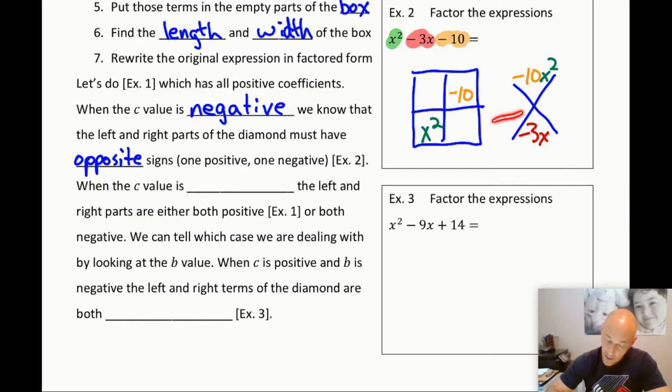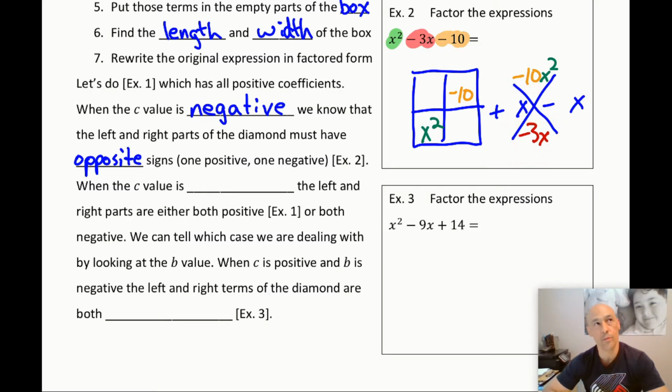This must be a positive and a negative, or a negative and a positive. Either way, it doesn't matter. I'm going to say positive something x and negative something x. And so now we have to ask ourselves, what times what is going to give me negative 10? Negative 10 times 1 or negative 1 times 10. But those won't add together to give me the right thing.